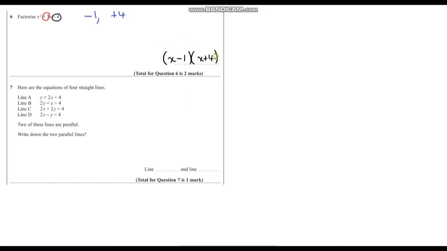Oh, and just before I carry on, you can always check your answer by expanding these brackets. So if you expand these brackets, you should get back to the original expression.